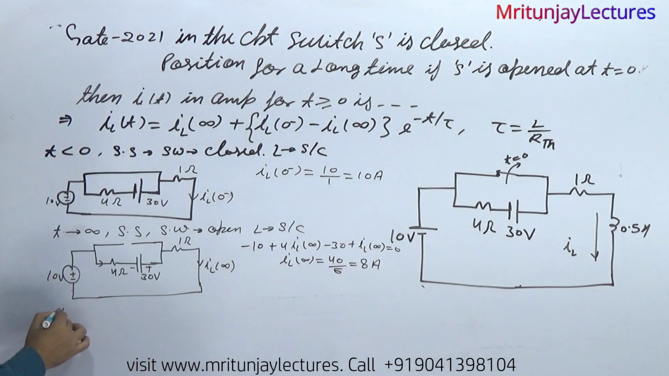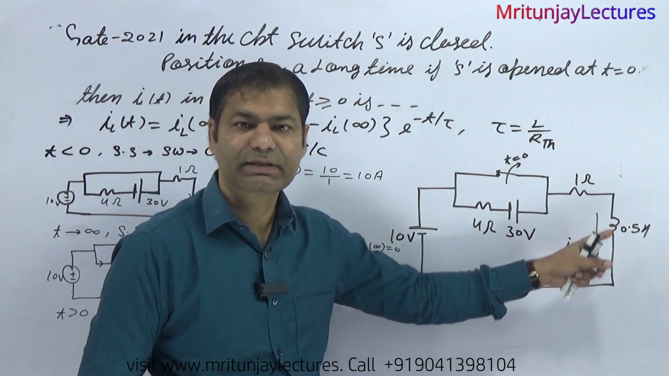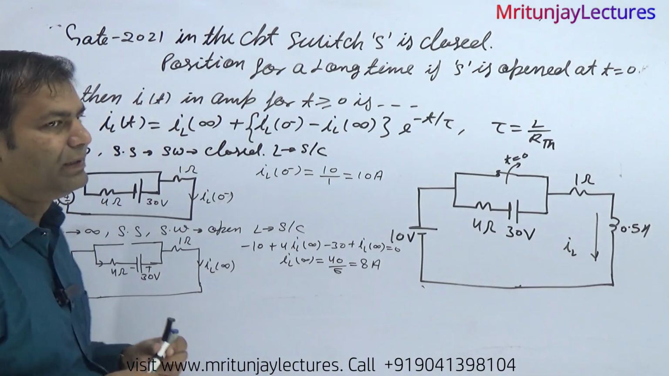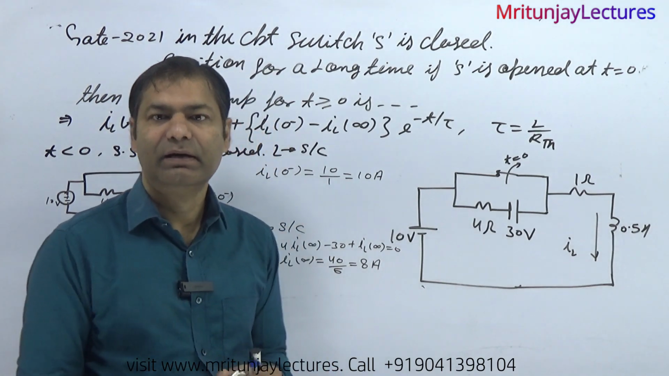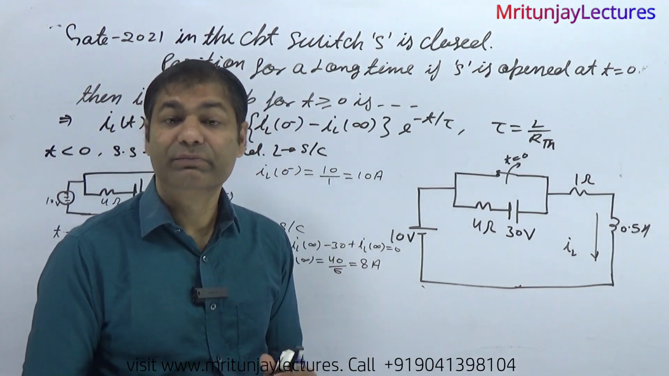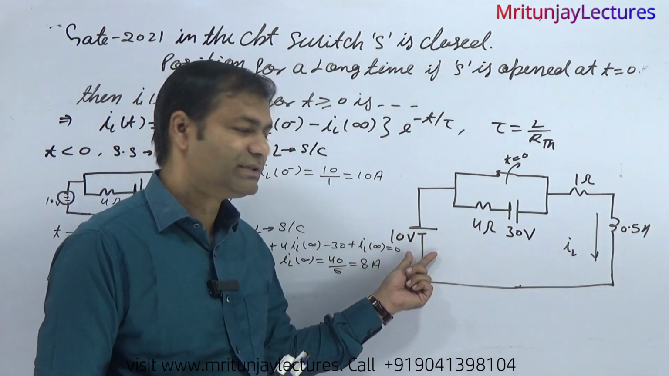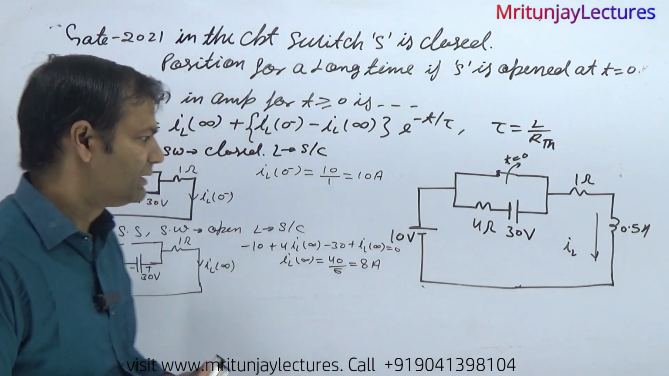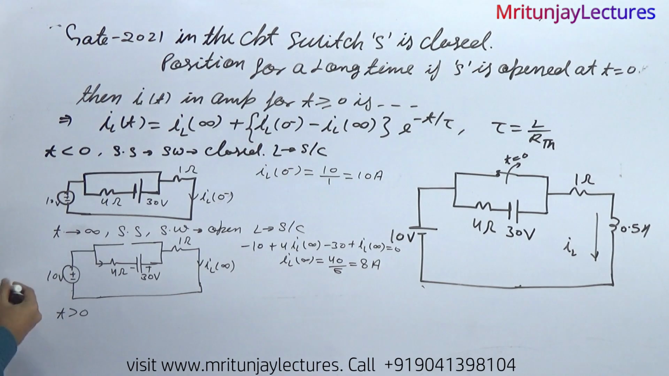Now next, t is greater than 0. Our next target is to determine R_TH. To determine R_TH corresponding to this inductor, the inductor is open at that time, and all independent sources are reduced to 0. If a voltage source is available, it behaves as a short circuit, and if a current source is available, it behaves as an open circuit. Both are independent, so they are set to 0. Reduced voltage 0 means it behaves as a short circuit. Clear? I have already discussed this in theory.